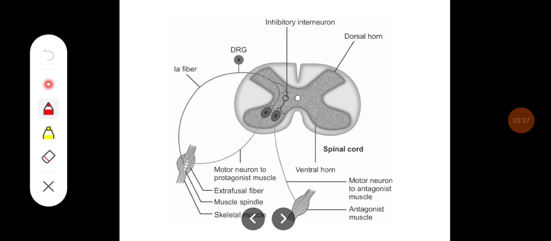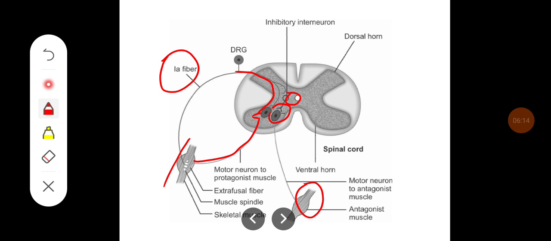So this is a diagram showing the stretch reflex and the reciprocal innervation. Whenever the muscle is stretched, the 1A fibers are stimulated, and they act on the anterior motor neuron, and that causes the reflex contraction of the extrafusal muscle fibers. Simultaneously, there will be activation of the interneuron also, which acts on the motor neurons of the extensors, and causes a relaxation of the antagonist muscle, and this is called reciprocal innervation.